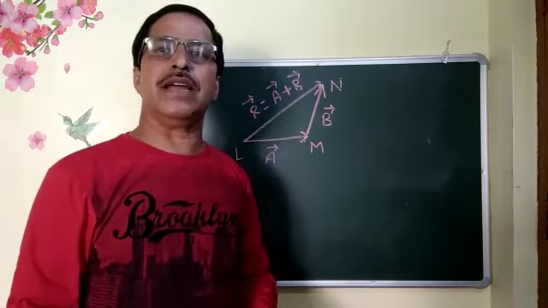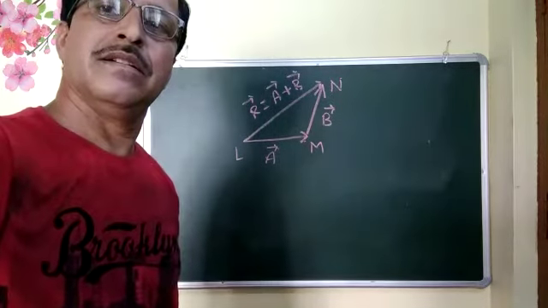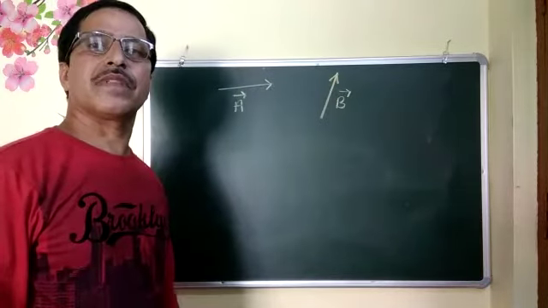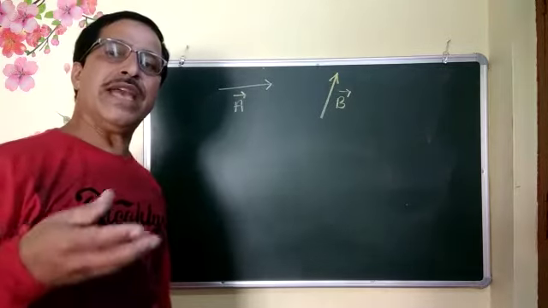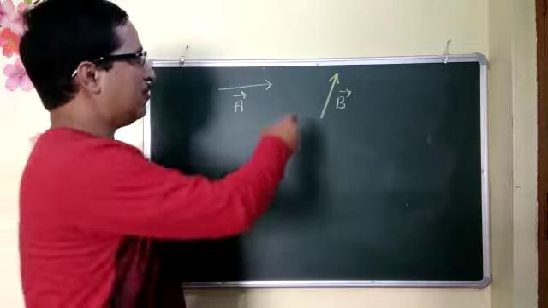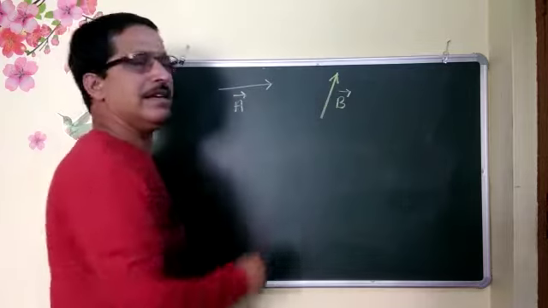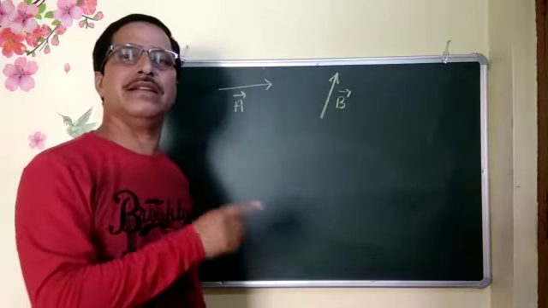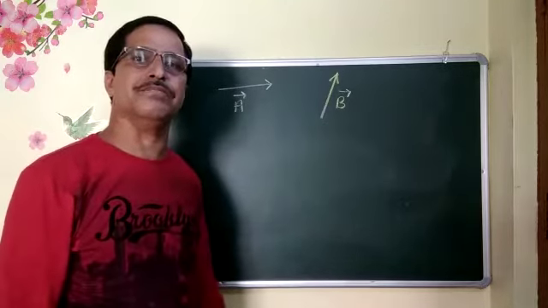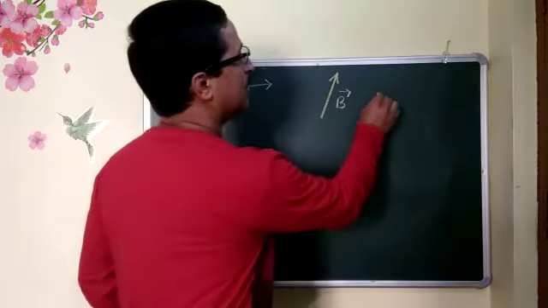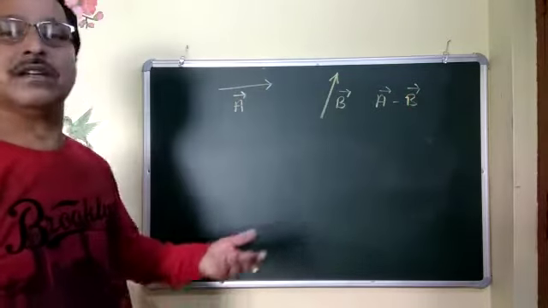Now we will try to understand how a vector is subtracted from the other vector. In this diagram, we have two vectors A and B. If we have to add A to B, then what we do actually, we will take one vector and connect its tail to the head of the second vector, and then connect the tail of the first vector to the head of the second vector, and we get the sum. Now suppose we have to find out A minus B graphically. Then what is to be done?